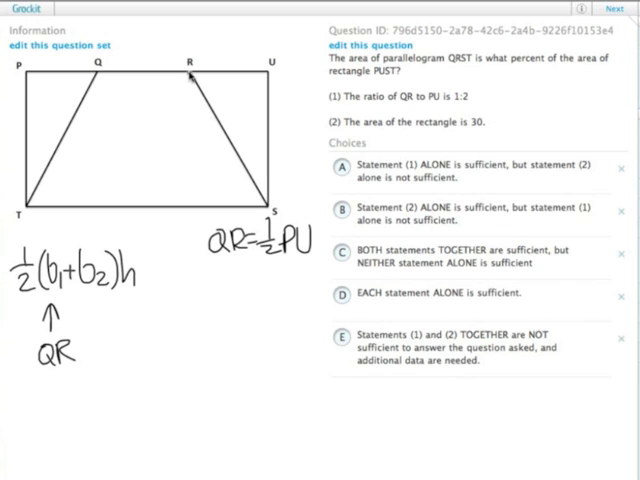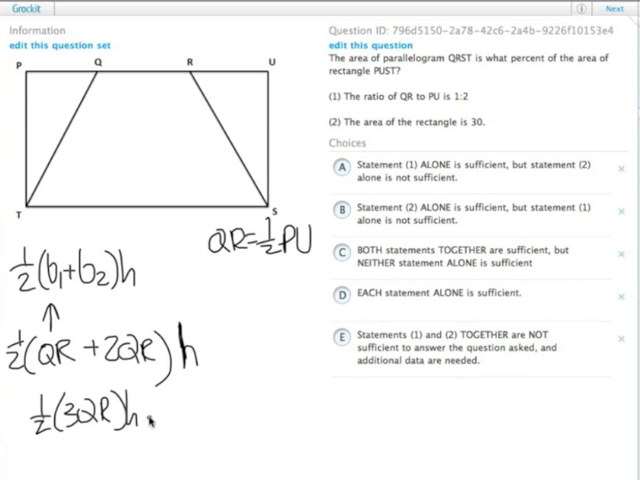The second base of the parallelogram is twice that, excuse me, because QR is half of PU, QR is also half of TS, so the bottom base is twice that distance, so 2QR. 1/2 QR plus 2QR times the height, whatever that is. So this is the parallelogram still, 1/2 of 3 times whatever QR equals times the height is that inner parallelogram area.